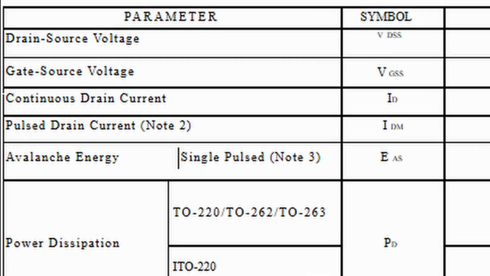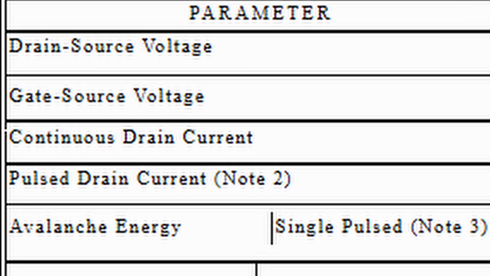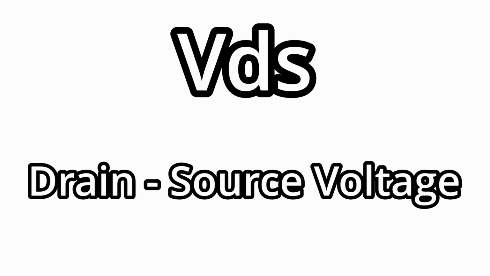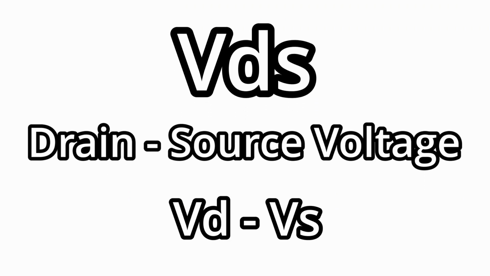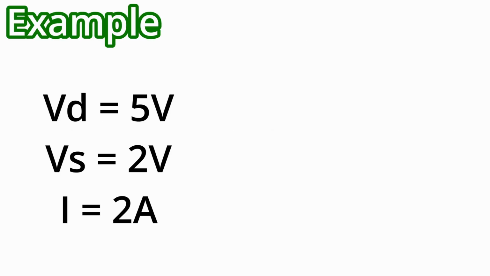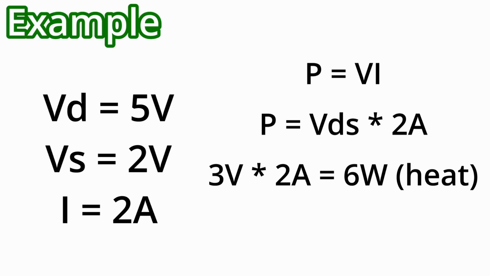In the datasheet, you will see this sentence. These are expressed as drain source voltage and gate source voltage. First, let's look at drain source voltage. It means the voltage difference between the drain and the source. The greater this voltage difference, the more heat is generated in proportion to the flowing current.